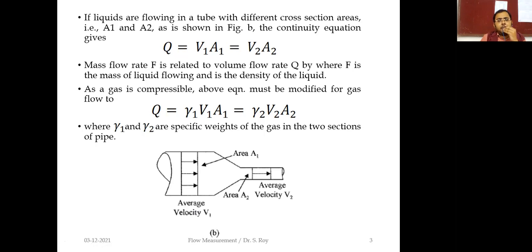Similarly, what will the picture be for the mass flow rate? For the mass flow rate, ρ1 V1 A1 equals ρ2 V2 A2, because we know that if we multiply the density with the volumetric flow rate, we get the mass flow rate. So the continuity equation is also true for the mass flow rate, and the flow rate is constant. Whatever ρ1 V1 A1 is at point 1 remains constant at any point, and that equals ρ2 V2 A2. This is the first thing we have to know about differential flow meters.